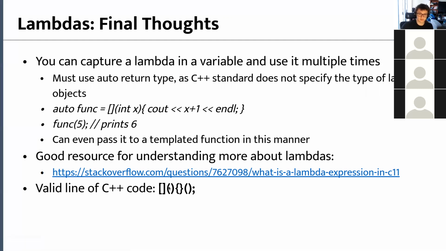And here's a great line of C++ code. What's happening here is we have our capture list for a Lambda, we have our parameters for a Lambda, we have the body for a Lambda, and then, good question in chat, what's this last parentheses? This is just calling the Lambda.